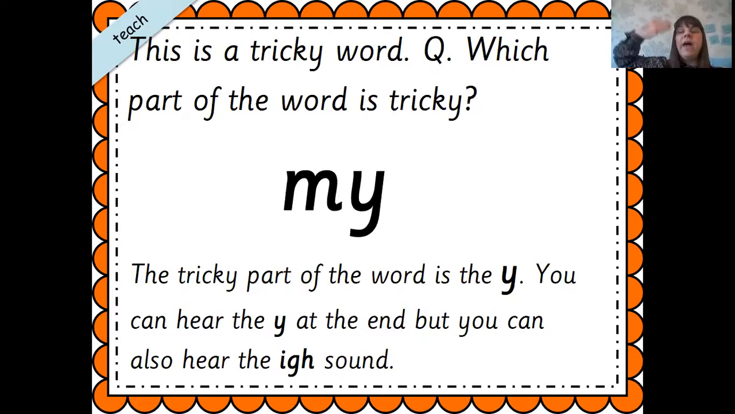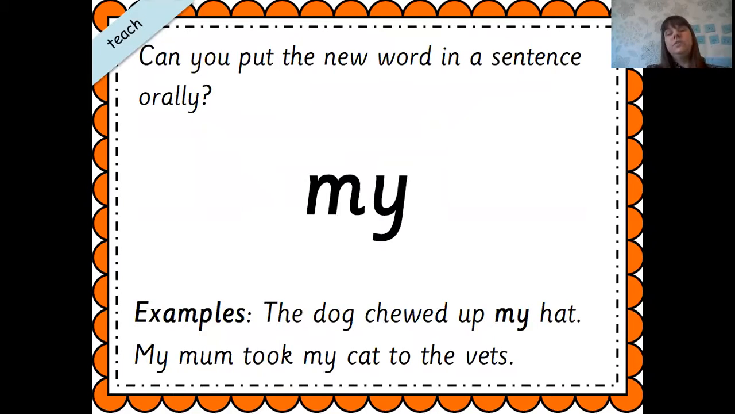It sounds like the igh trigraph, doesn't it? But it's just spelt with the y. So we've got to remember m and y make my. Can we all say it? M and y make my.